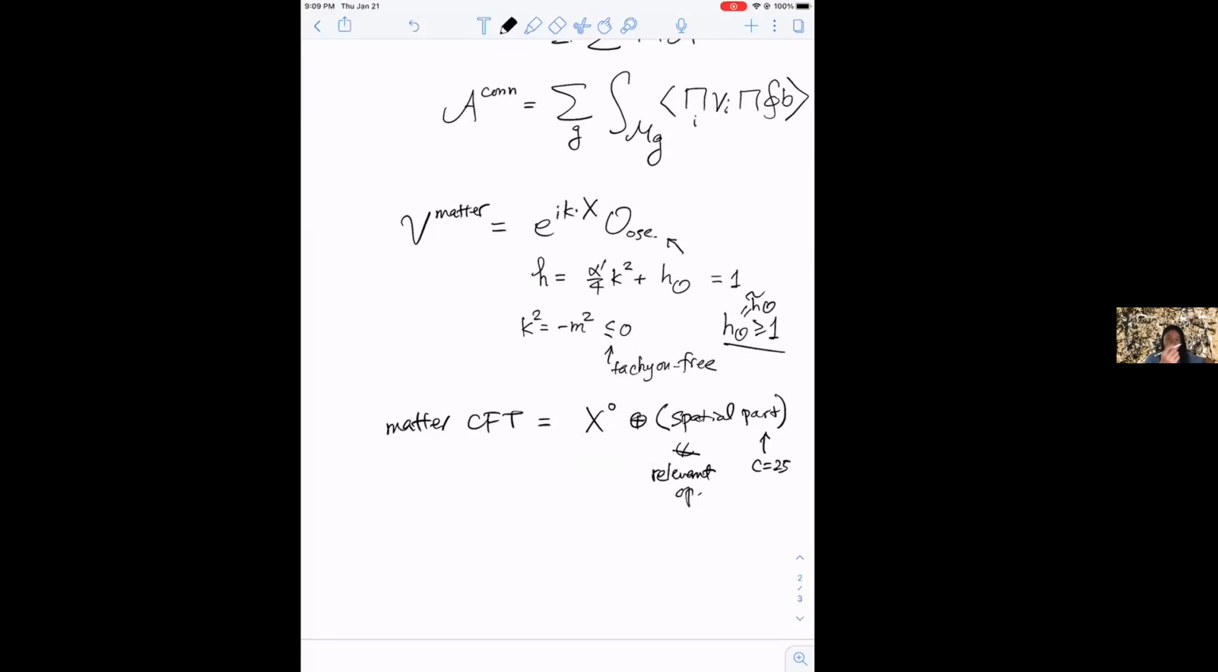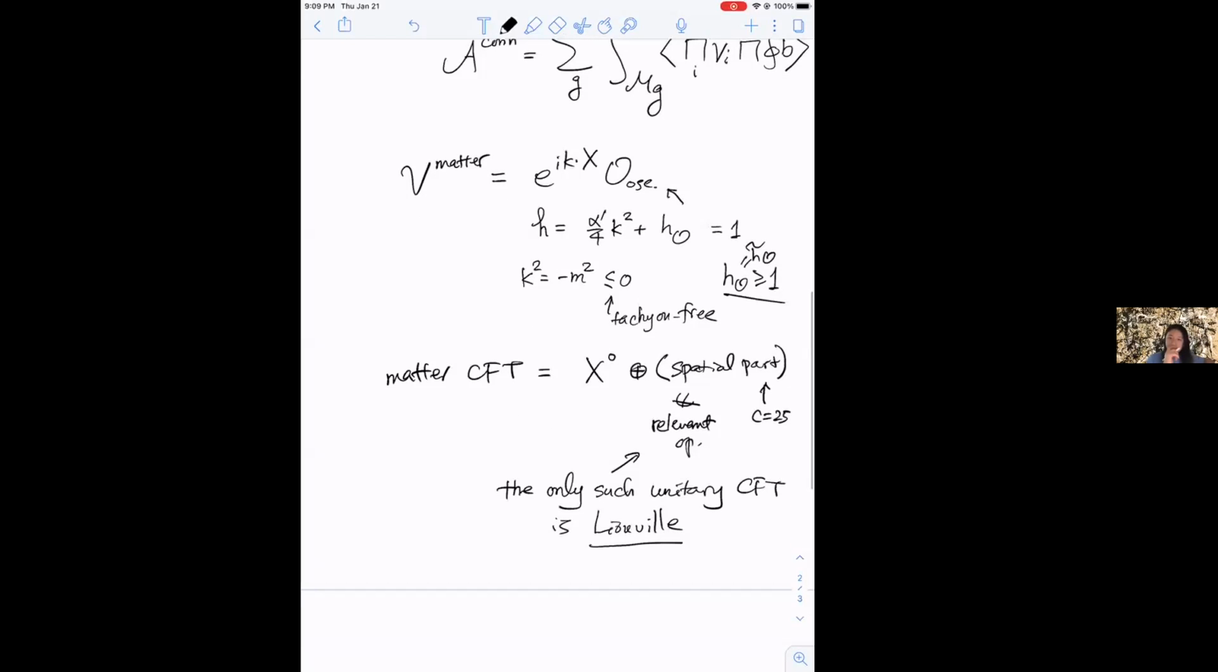Do such theories exist? In fact, the only such known unitary CFT is Liouville theory. Okay, so that will be the definition of the so-called c equals 1 string theory.